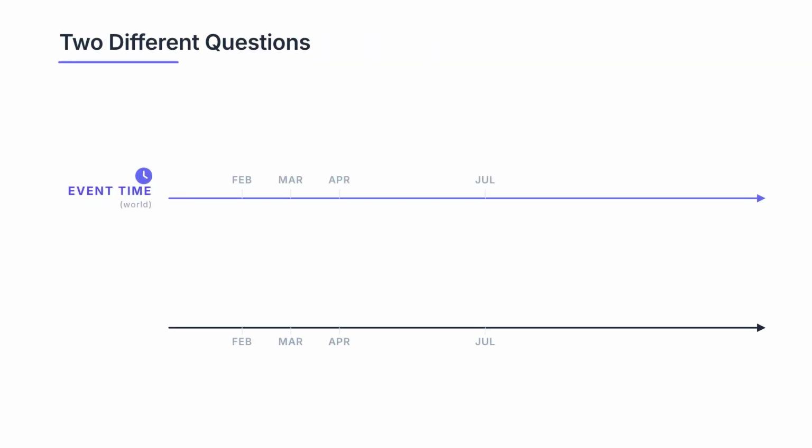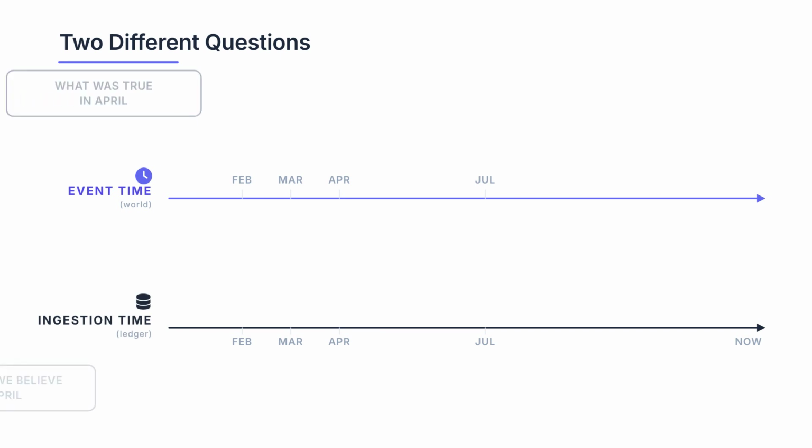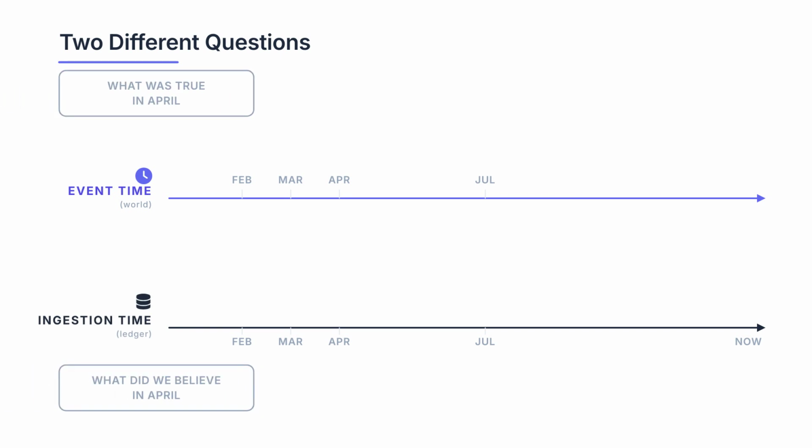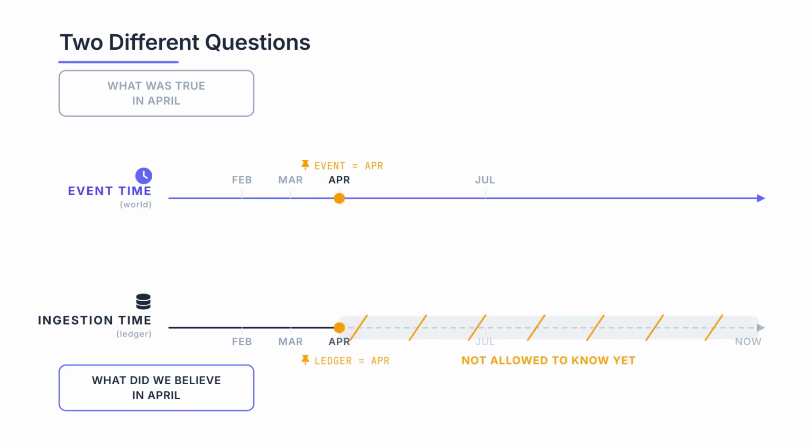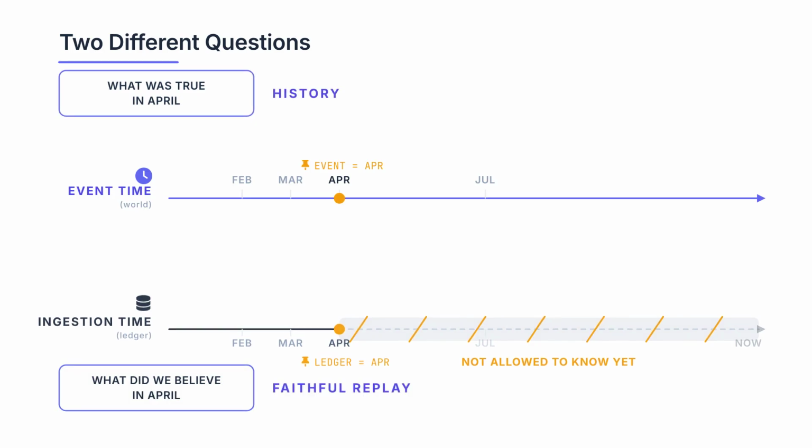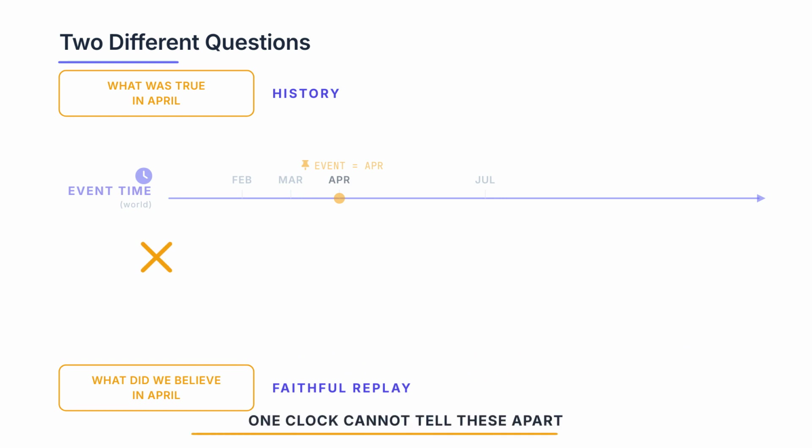Now we get to spend the two clocks. And here is the idea the whole submodule has been walking toward. What was true in April, and what did we believe in April, are not the same question. The first one asks about the world, so it pins the event clock to April and lets the ledger clock run all the way to today, using everything you have learned since. The second one asks about your store, so it pins both clocks to April and refuses to use anything learned afterwards. One is history, the other is a faithful replay. A single clock system cannot tell those two apart, which is exactly why it can never explain its own past mistakes.